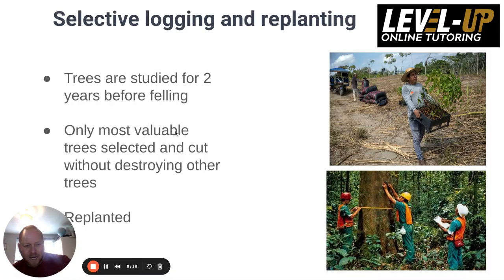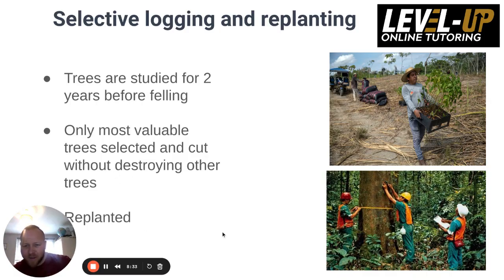Selective logging. Instead of clearing the whole forest with machines and methods such as slash and burn, where they literally just set it on fire, we are selectively choosing trees, just like they are here, okay? They study it for 2 years before they cut it down. Felling is a good term for cutting down.